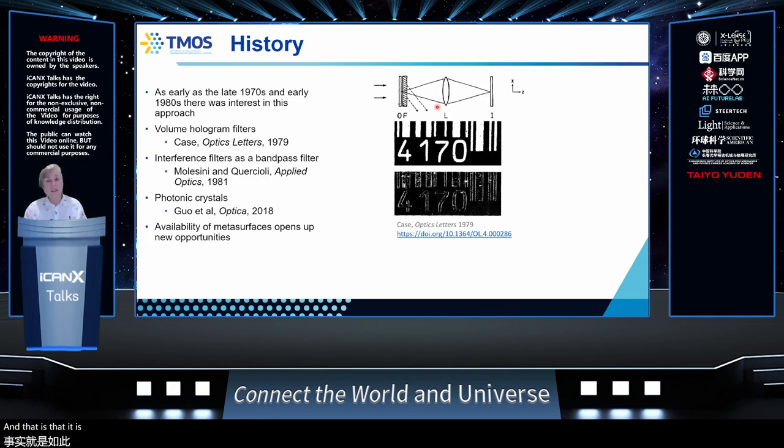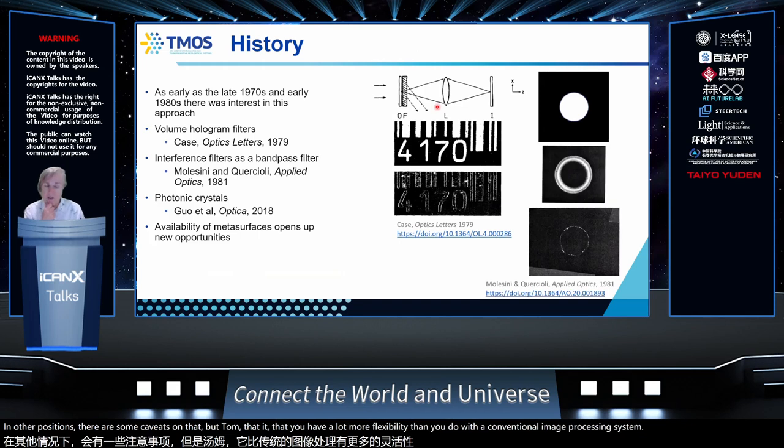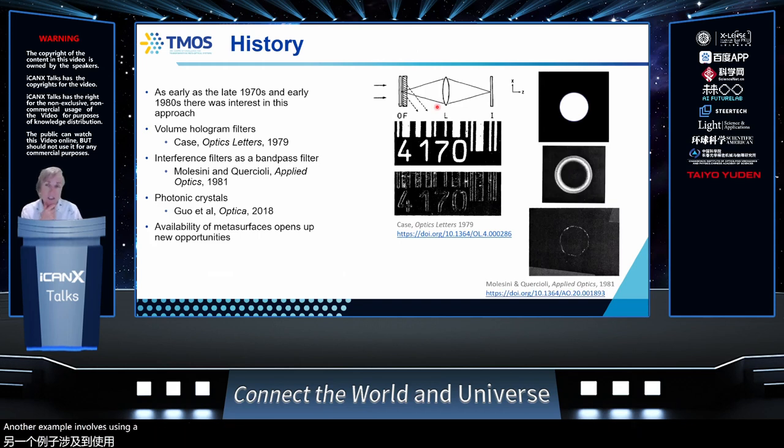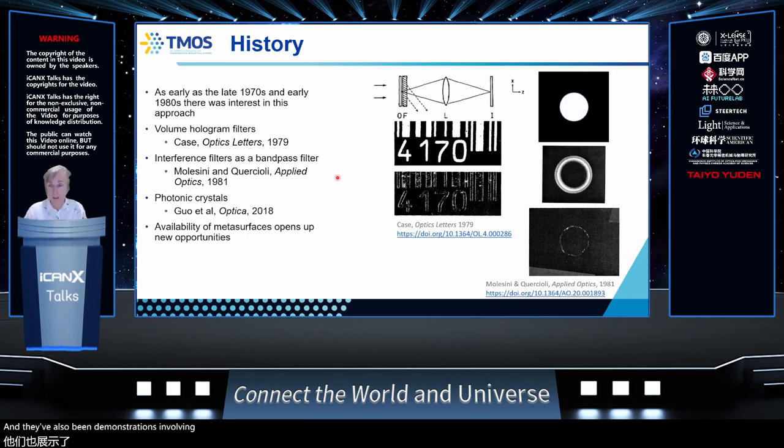that it is relatively insensitive to the location of the device. When you're performing conventional optical image processing, the device has to sit in the focal plane of the lens. In this case, that isn't required. You can place the device in other positions. There are some caveats on that, but you have a lot more flexibility than you do with a conventional image processing system. Another example involved using detuned interference filters, and it was shown that an edge-enhanced image could be produced. And there have also been demonstrations involving photonic crystals and other devices.